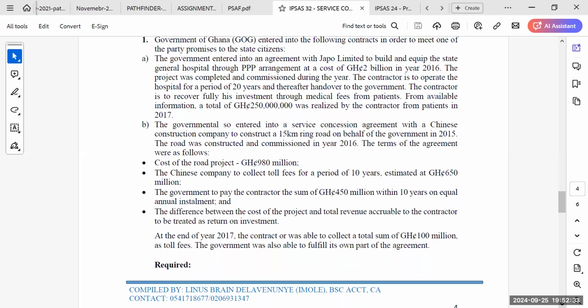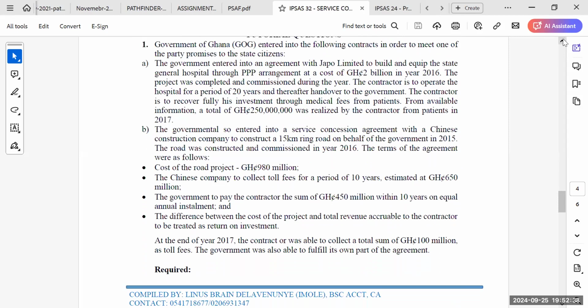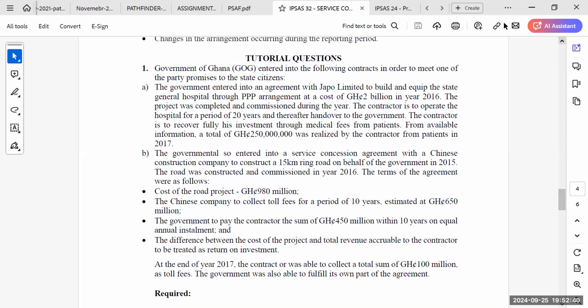Let's look at question number 1, which is actually talking about calculation relating to the service concession arrangement. Senior Charles, are you there? Auntie Bennett. Hey. Yeah, Auntie Bennett, can you hear me? Yes, please. Okay, take that example for us.